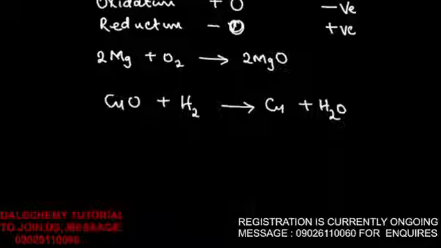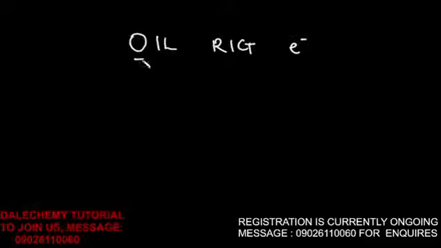So how would you know? Well, we can also define it in terms of electron and in terms of oxidation number. So we have what we call OIL RIG. I use this mnemonic to remember in terms of electron. That means that oxidation is loss of electron and reduction is the gain of electron.